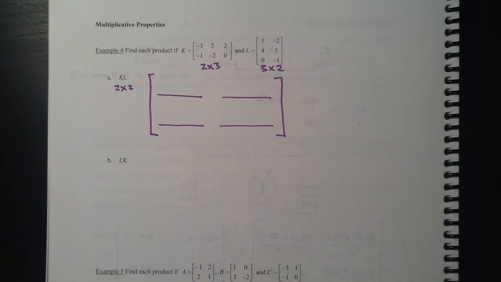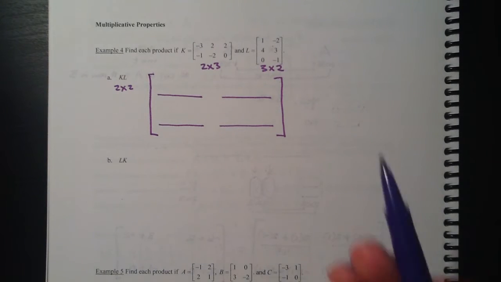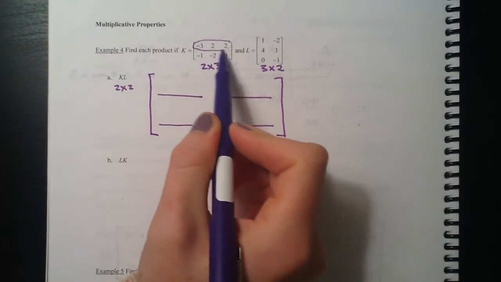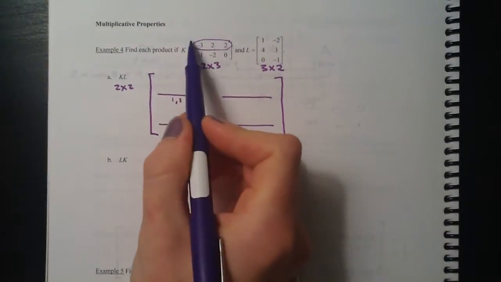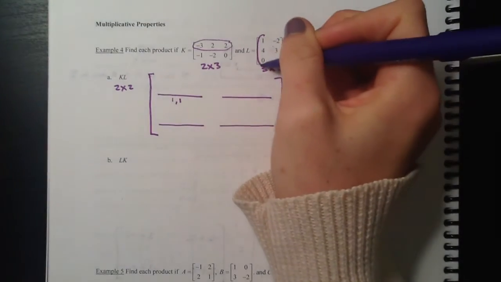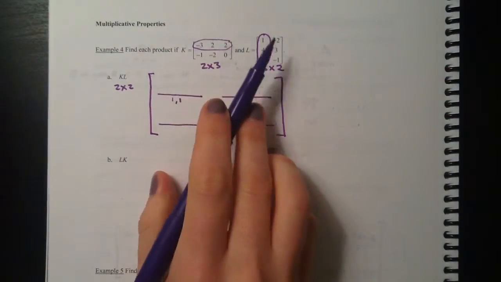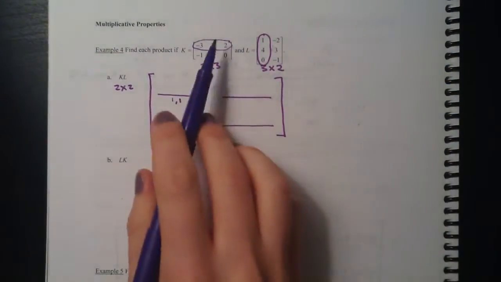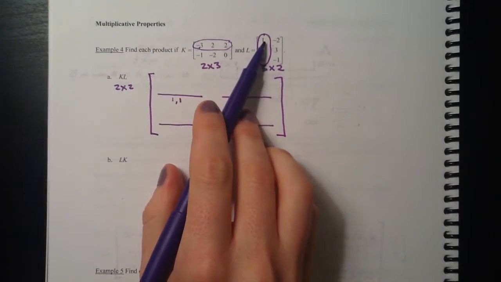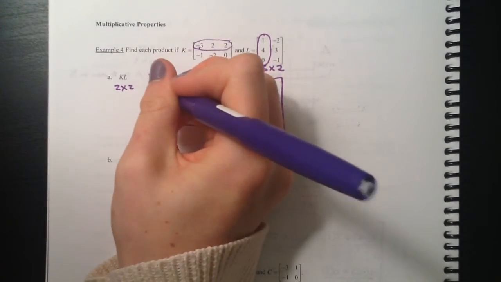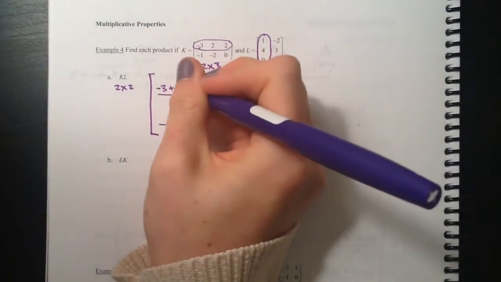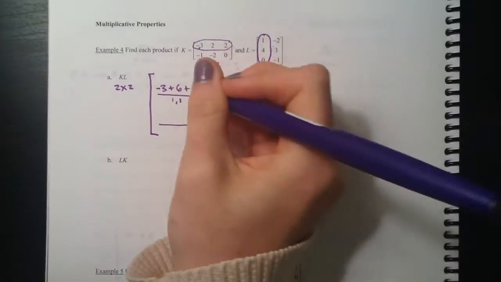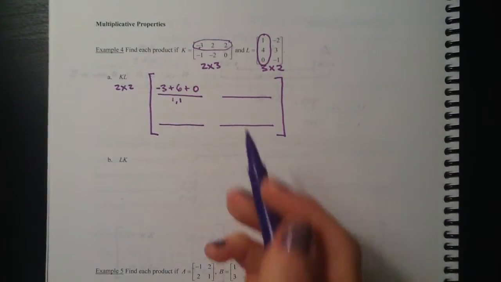Okay, so we always do rows for the matrix on the left and columns for the matrix on the right. So for row 1, column 1, we are lining up row 1 here with column 1 here, and remember we multiply each entry together and then add them together. So negative 3 times positive 1 gives me negative 3, plus 2 times 4 gives me 6, plus 2 times 0 gives me 0.